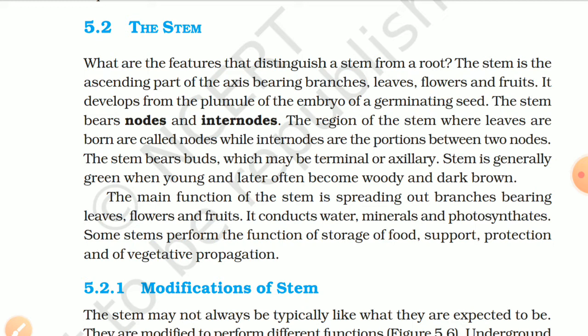The main function of the stem is spreading out branches bearing leaves, flowers, and fruits. It conducts water and minerals, and photosynthesis. Some stems perform the functions of storage of food, support, protection, and vegetative propagation.